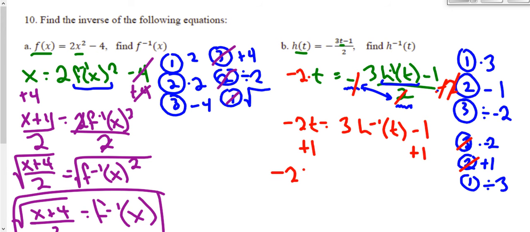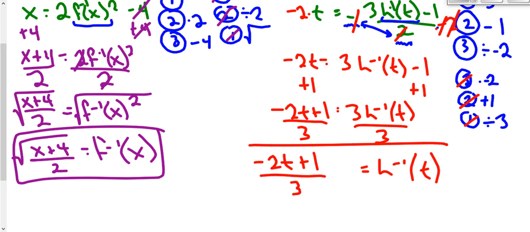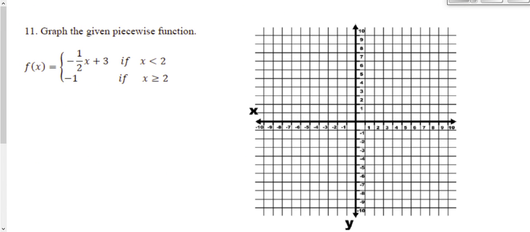So negative 2t plus 1 is 3 times the inverse of h of t. And my last step is to divide both sides by 3 to get rid of that. There we go. Now my h inverse is alone, and it equals negative 2t plus 1 divided by 3. All set. All right, let's go ahead and take a look at question 11.